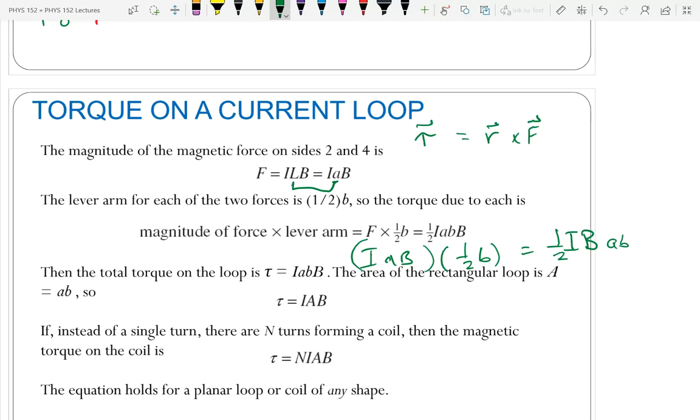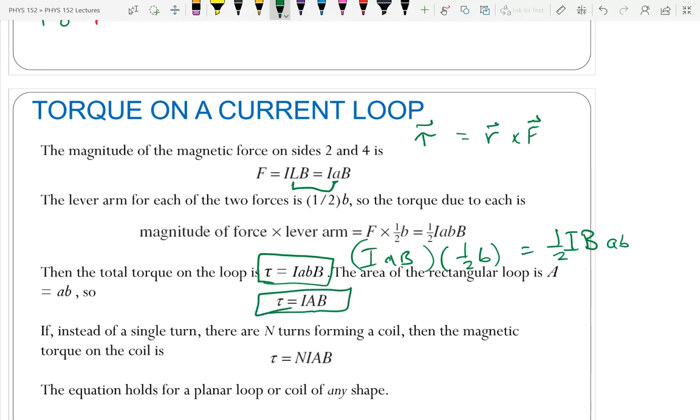So the total torque is, taking those together, so there's the total torque when I take both sides, but AB is the area of a rectangle. And it turns out that if you do other shapes for the loop, it'll always turn out that you're going to get the area for that term. So this is not a rigorous proof that it's area. It's an example that shows in this case it's area, but it turns out to be rigorously true.